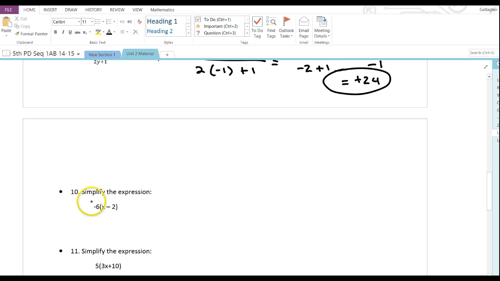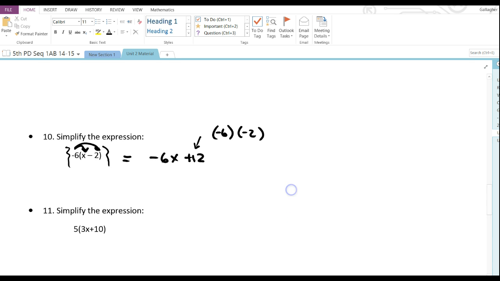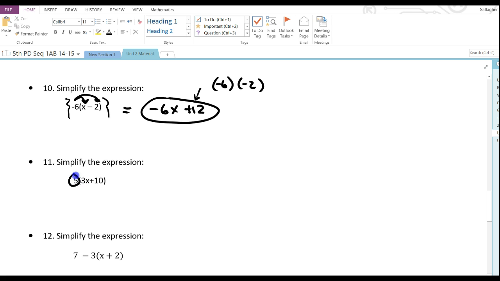Moving on to problem number 10. Simplify this expression. This is one term. We multiply the negative 6 by both of the terms on the inside of the parentheses. So this problem is equal to negative 6 times x plus 12. This plus 12 right here came from negative 6 times negative 2. So now I have two terms, negative 6x plus 12. They're not like each other. I cannot combine them.